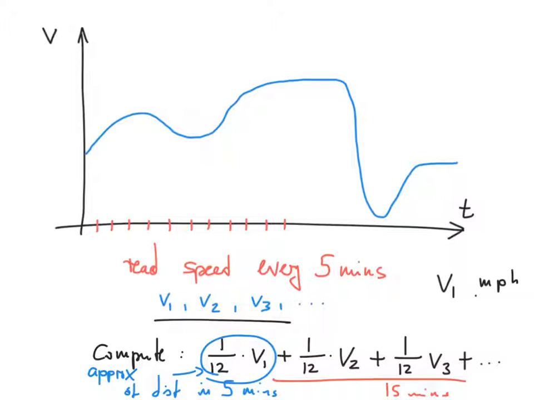decrease the intervals in which you read the speed, take the measurements from 5 minutes to 1 minute, to half a minute, to even every 10 seconds, right? That would be very, very precise. And do the same thing, of course. Now if you decrease it from 5 minutes to 1 minute, then you would have to replace 1/12 here by 1/60th, because 1 minute is a 60th of an hour.